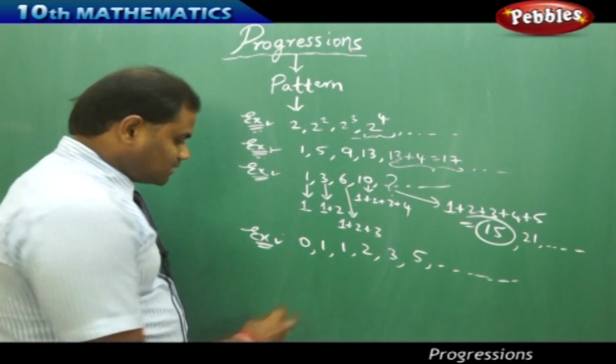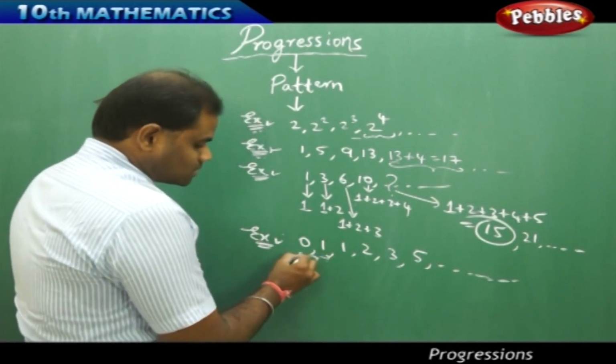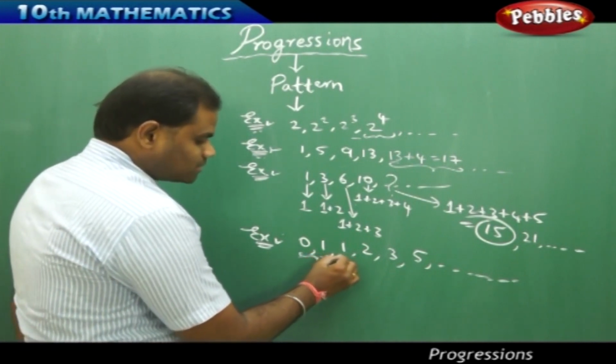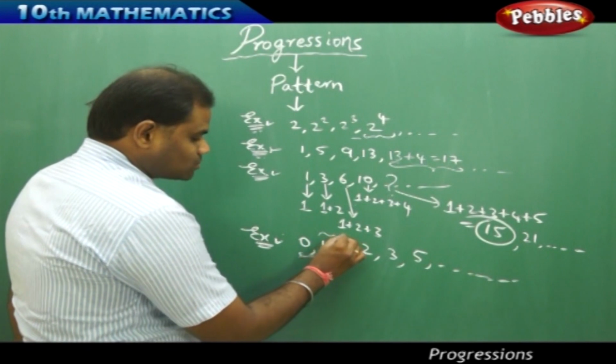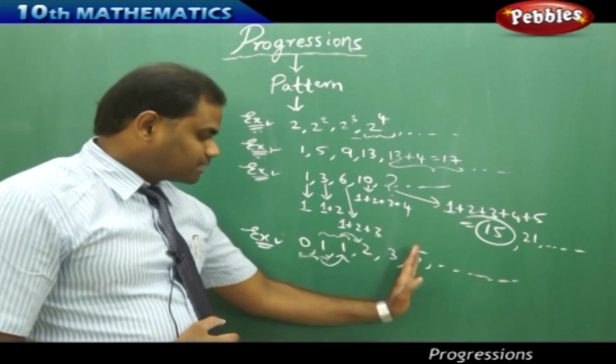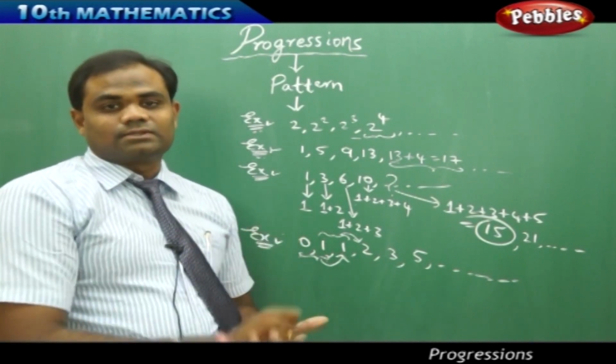So in this case, as I see here, when I take the first two terms and add them, 0 plus 1 is 1. So when I add the first two terms, it gives me the next term. And when I add these two terms, it gives me the next term. That is, the next term is obtained by adding the previous two successive terms.